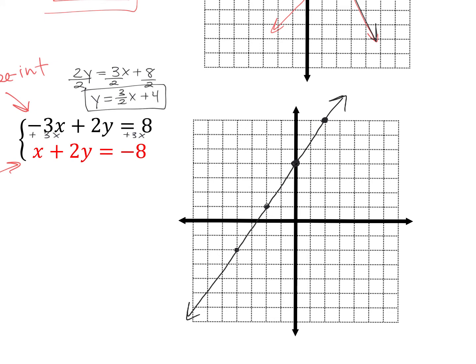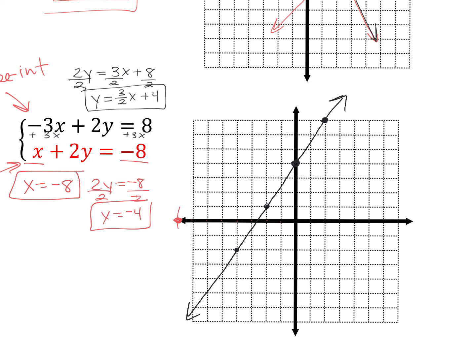Okay, did you do cover-up or slope-intercept for the second one? We did both. Okay, well, I'm going to do cover-up just because I feel like it's pretty quick. X equals -8 is 1, 2, 3, 4, 5, 6, 7, 8. And then 2y equals -8, divide by 2. So you get y equals -4. Okay, so those are your intercepts.